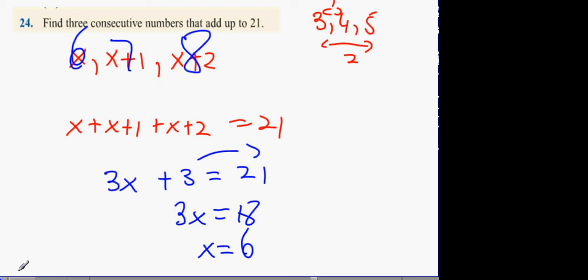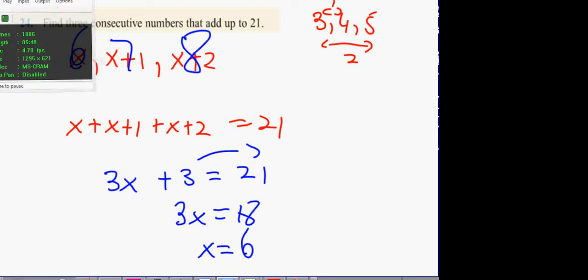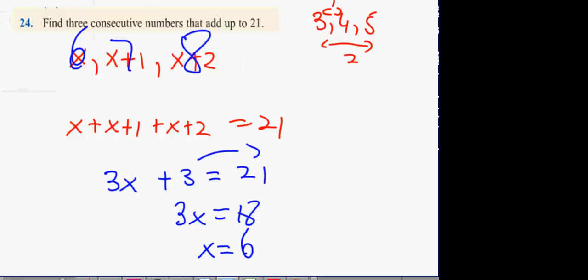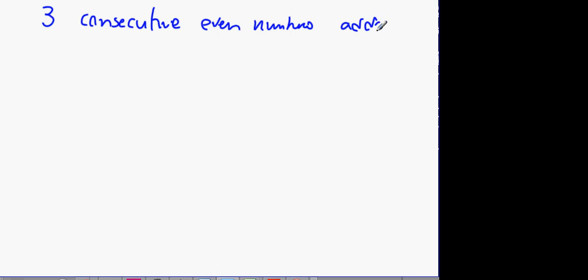Now guys, if I told you three consecutive numbers added up to 36. Sorry, three consecutive even numbers added to 36. How would you do consecutive even numbers? I'll give an example: 2, 4, and 6. How would you express that in terms of x?